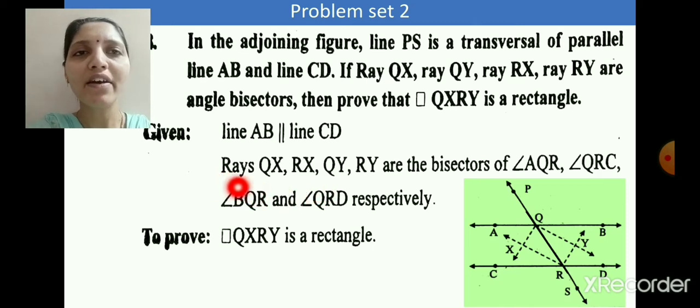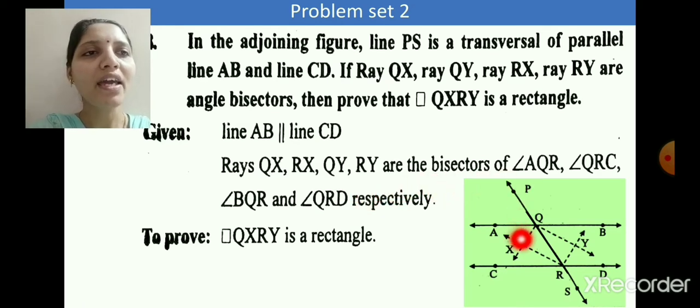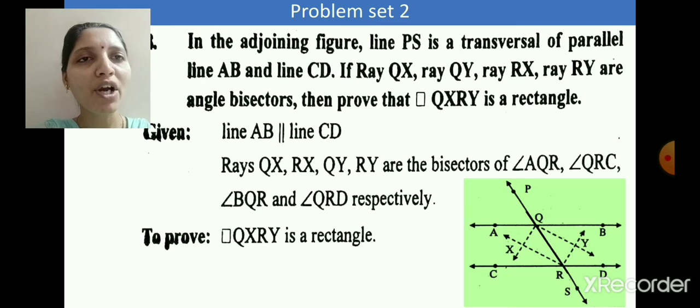Then rays QX, RX, QY, RY are the bisectors of angle AQR, angle QRC, angle BQR and angle QRD respectively. If you observe this figure, you will be able to understand which ray is bisecting which angle. So this ray will bisect this angle. Similarly, this ray will bisect this angle. Accordingly, there are 4 rays which will bisect the 4 angles.